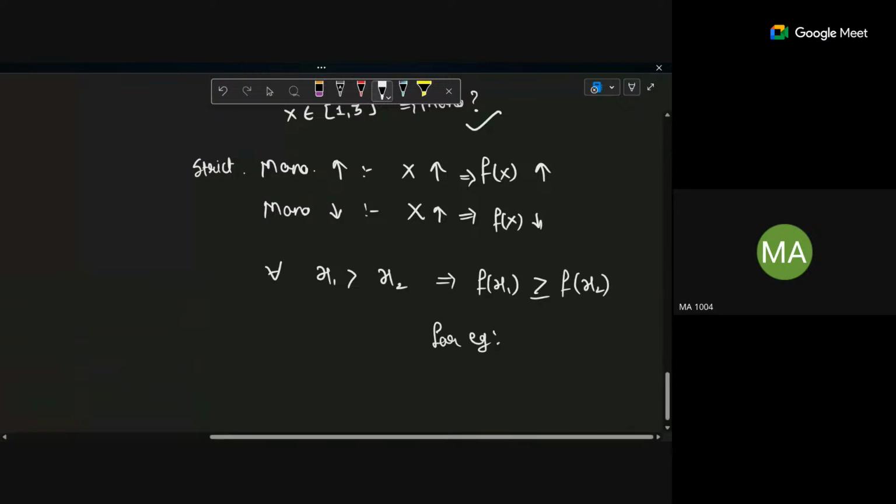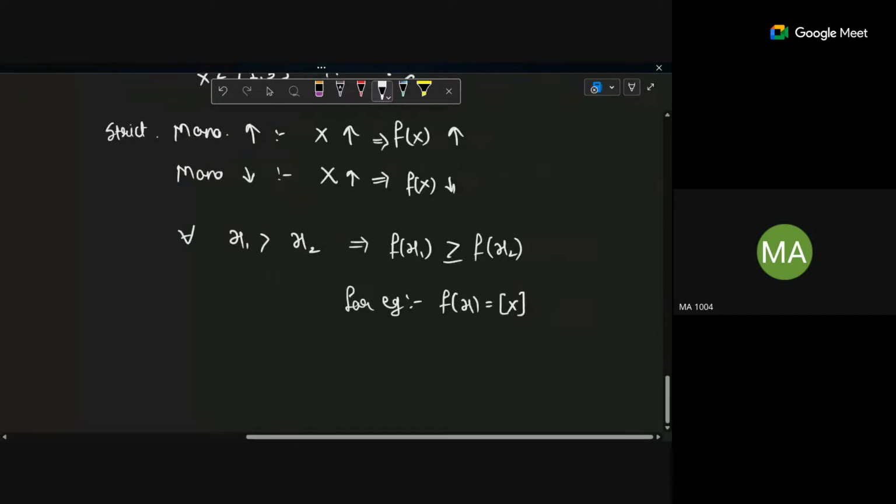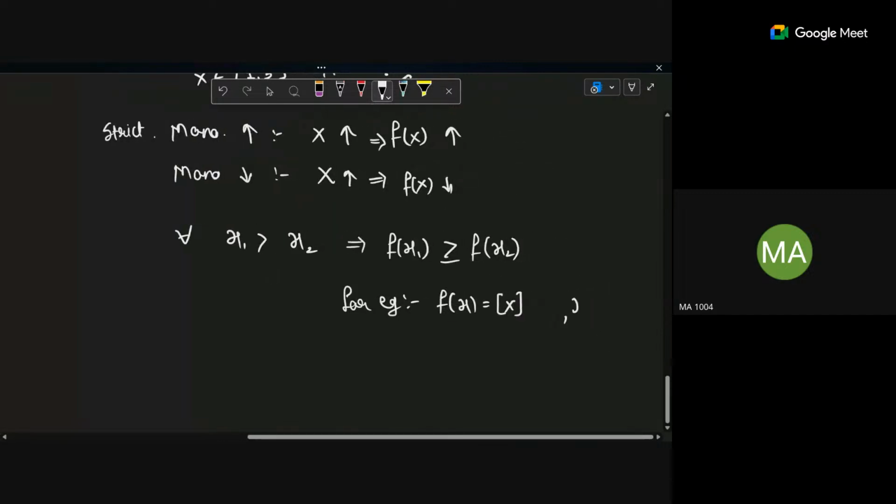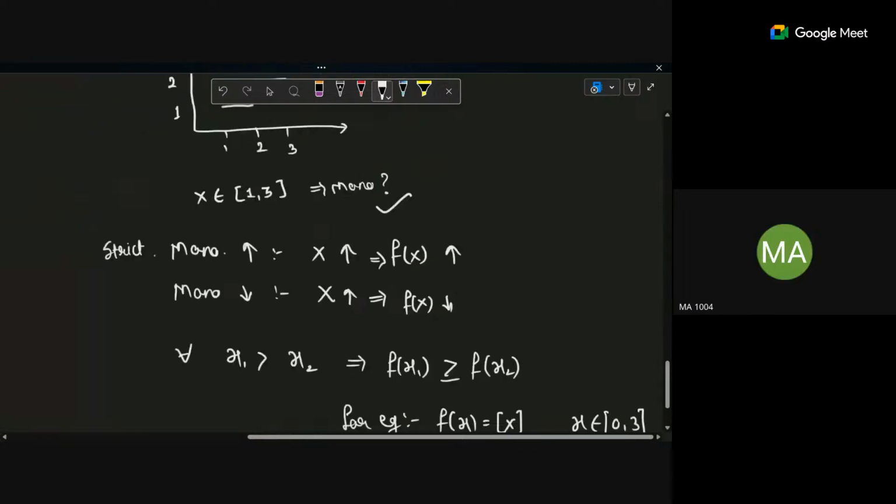For example, which one? Anyone? Modulus x over the interval, let's say, x from 0 to 3. Do you know the modulus x function? Yes, it's the V. Greatest integer, step function, right?